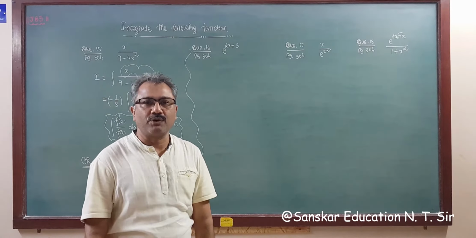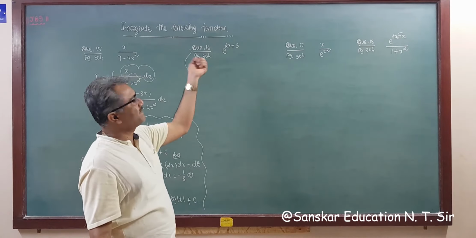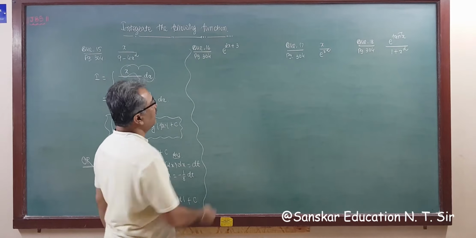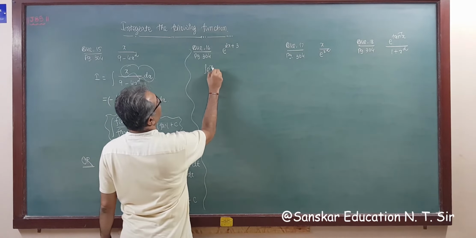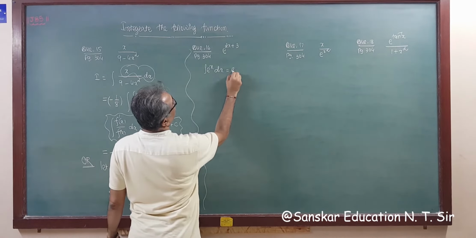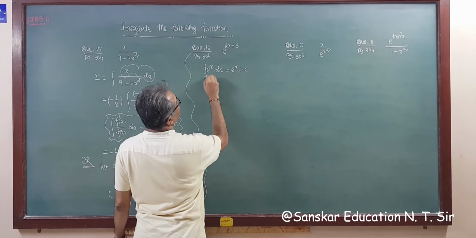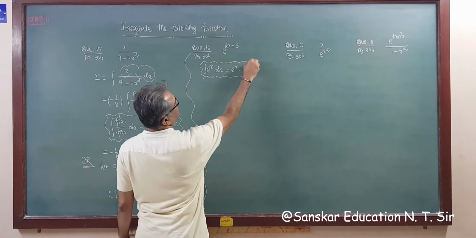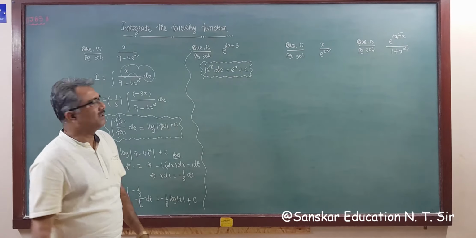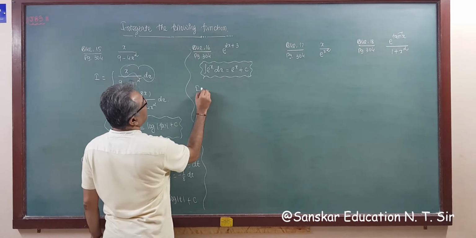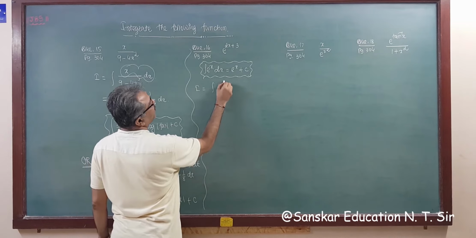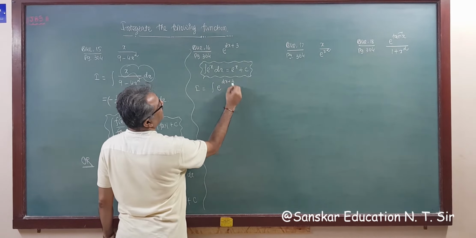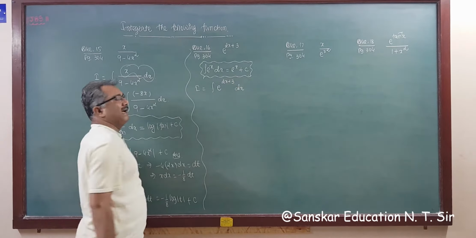That is only required. Second question, question number 16, page 304, e raised to twice x plus 3. You have one formula only: integration of e raised to x dx is equal to e raised to x plus c. This is the formula which is applicable here. So we will use this formula that applies. So I will be the integration of e raised to twice x plus 3 dx.